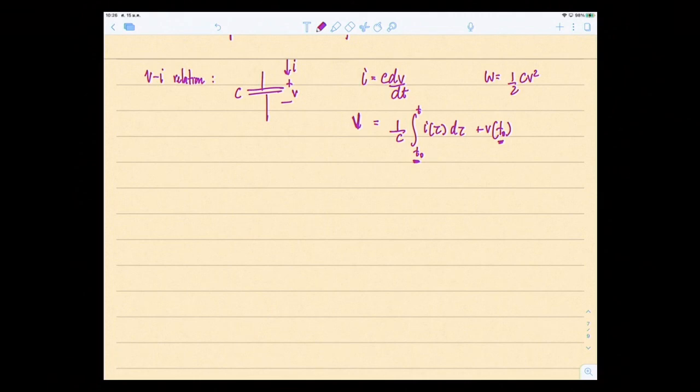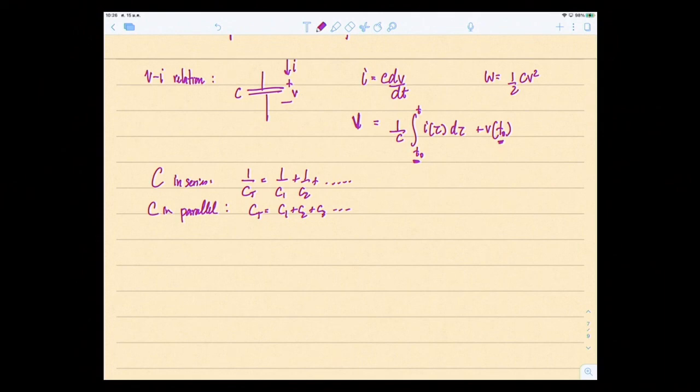Another formula that we did was, if you have capacitors connected in series, then 1 over C total is equal to 1 over C1 plus 1 over C2 plus so on. If you connect capacitors in parallel, it would be C total equal to C1 plus C2 plus C3. So these are the capacitances.